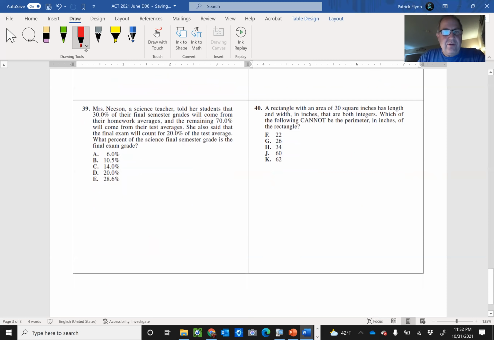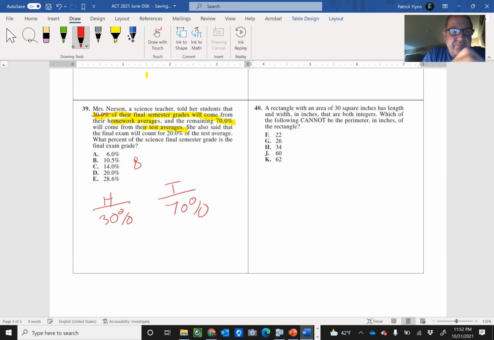Okay, 2 more questions to go, and that's it. This one, we're told that 30% of the grade is from homework, and then 70% comes from tests. So if I think about it, homework is 30%, and the tests are 70%. Now, I'm told something else here. The final exam will count for 20% of the test average. What percent of the science final exam grade is from the final?